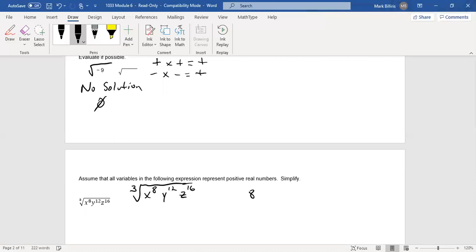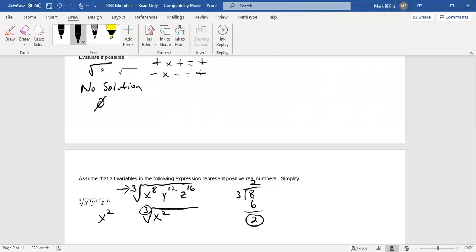So we start with the exponent 8, and on the outside is our index. In this case, the index is 3. So 3 goes into 8 2 times with a remainder of 2. That means I can take out 2 factors of x, but I had a remainder, so that means 2 still remain underneath the radical sign. Important that you put the index back in as part of your answer.